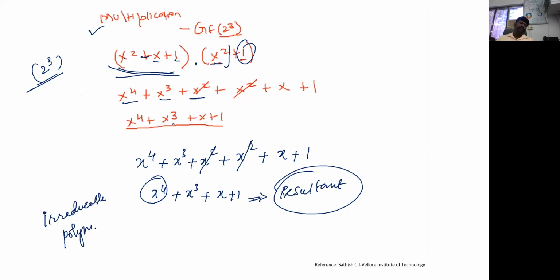I hope this is clear. Any queries regarding this?